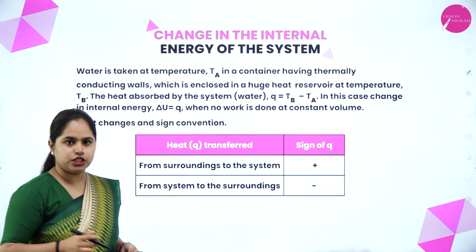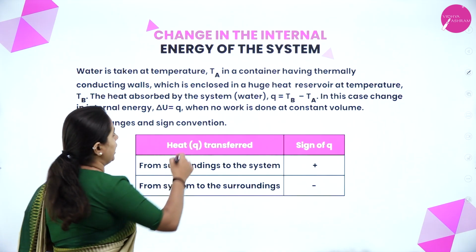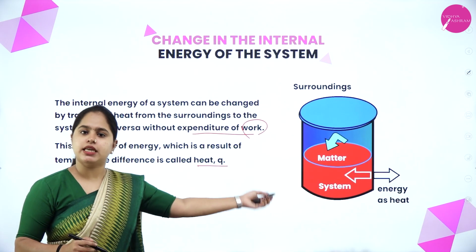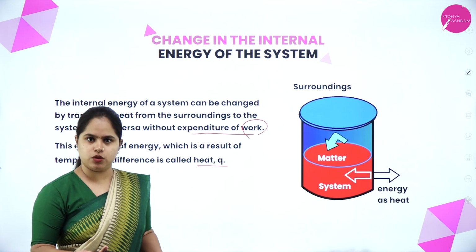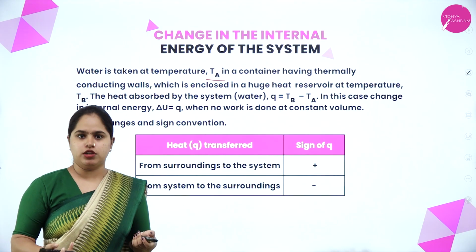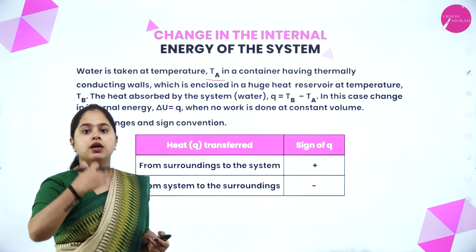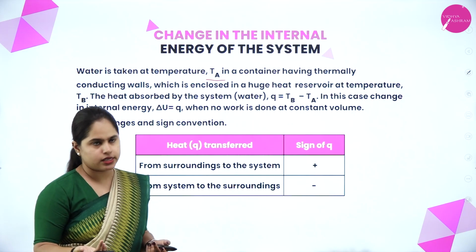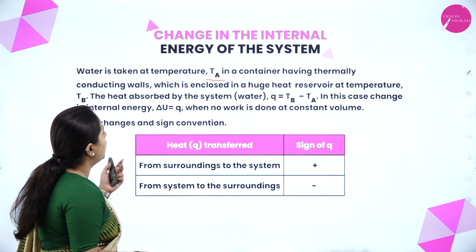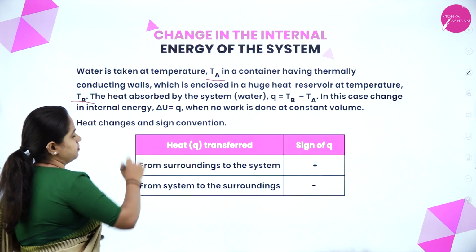Now, in this condition, water is taken at a temperature T_A. Initially the temperature was T_A, in a container having thermally conducting walls. Thermally conducting walls means the system can transfer heat between the system and the surroundings. It can conduct heat. Now this is enclosed in a huge heat reservoir at temperature T_B.